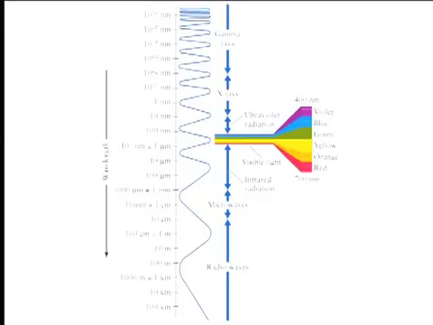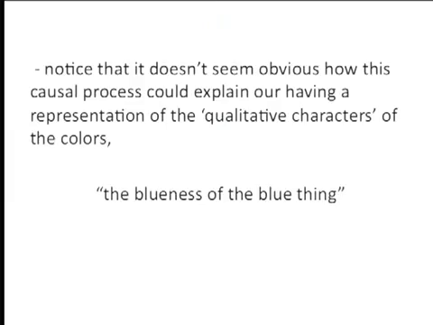So it's not quite obvious how this is going to explain how you could have a representation of the qualitative character of a colour, if you see what I mean. I mean, the blueness of a blue thing, what the intrinsic blueness comes to, because that structure of the wavelengths out there is something complex. It doesn't seem to have that simplicity and unity that the qualitative colours have.